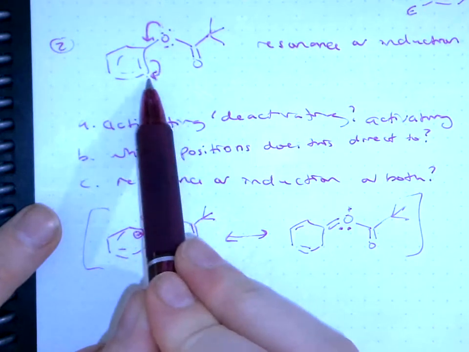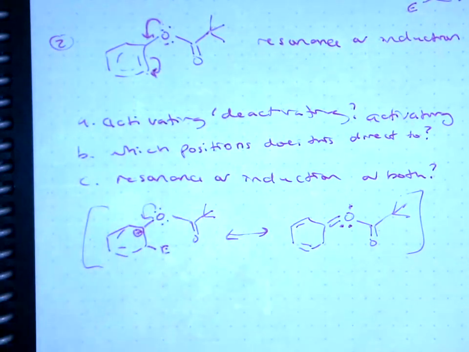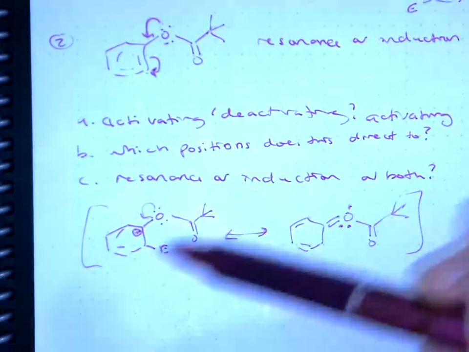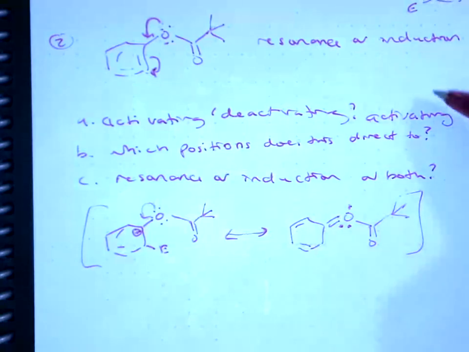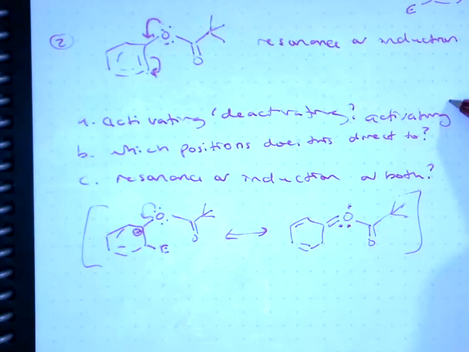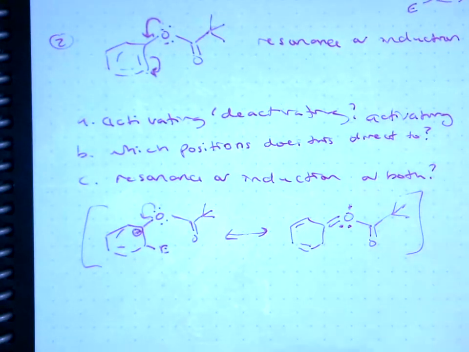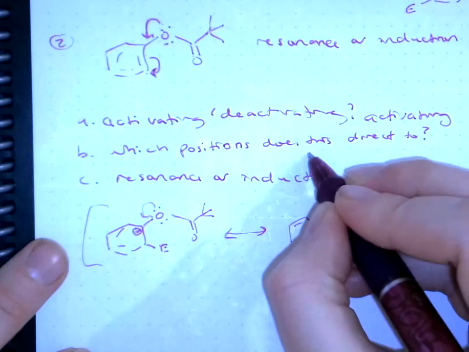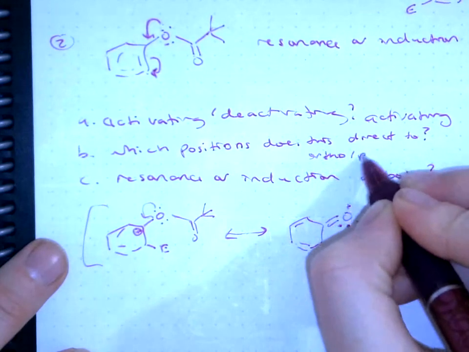So if there's more electron density right there, that would be a position likely to attack. This lone pair right here adds electron density to the ring, so that makes it more likely to attack. So we say that it's activating it towards this electrophilic aromatic substitution. And with resonance and activation, along with that goes ortho-para directing.